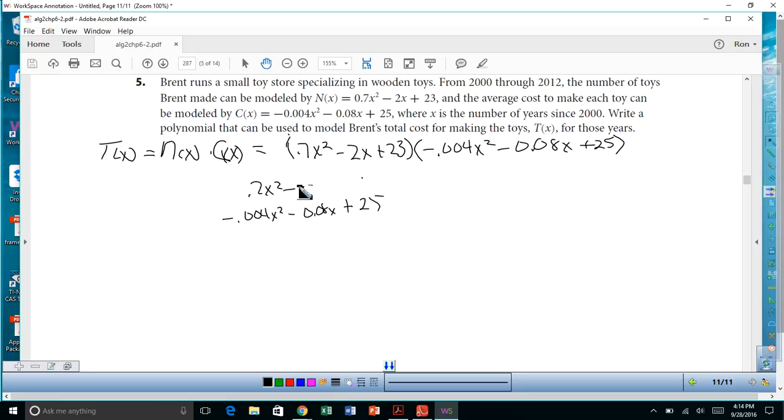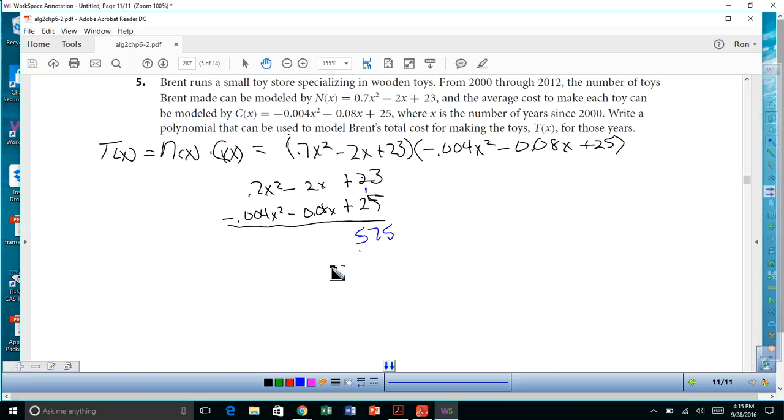And I'm going to move these over. So that's going to be minus 2x, 0.7x squared minus 2x, and then plus 23. And I'm just doing that so I can keep them above each other. Notice how the constant's here, the x is here, the x squared is there. All right, good. So what do we got here? We've got 25 times 23, and that's going to give us 575.